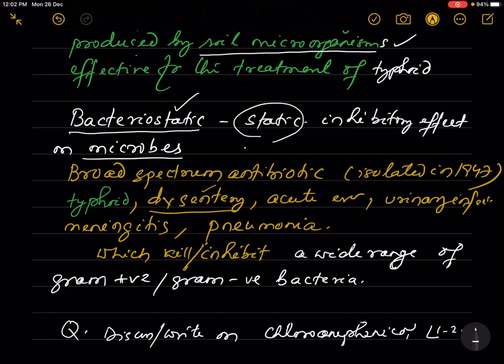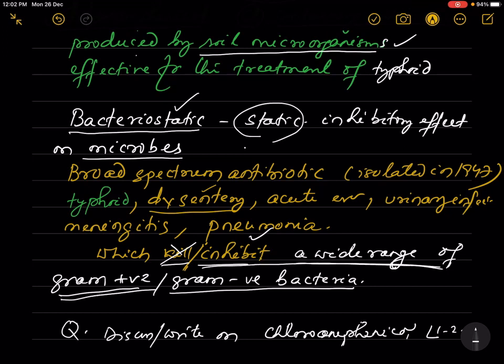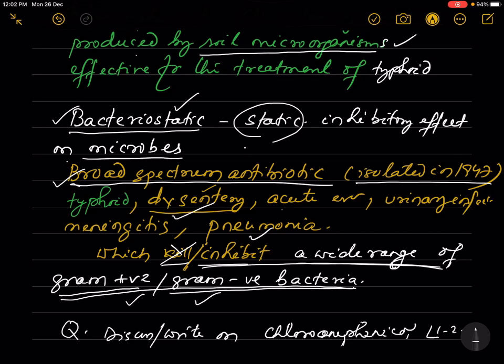Bacteriostatic antibiotics may kill or inhibit, but here it is not killing the microbes, rather it inhibits their growth. So bacteriostatic means inhibiting a wide range of gram-positive and gram-negative bacteria. It is a broad spectrum antibiotic as it is effective against gram-positive and gram-negative bacteria. This compound was isolated in 1947. It is used to treat typhoid, dysentery, acute fever, urinary infection, meningitis, pneumonia.